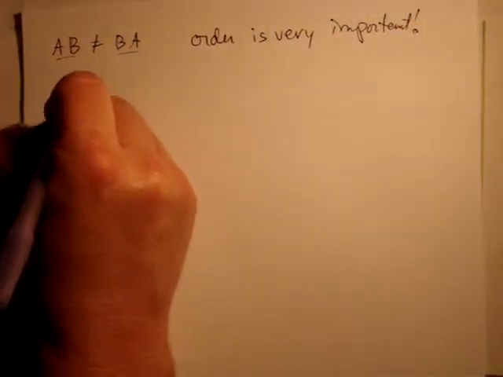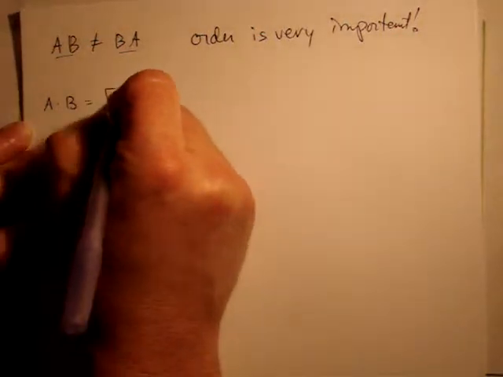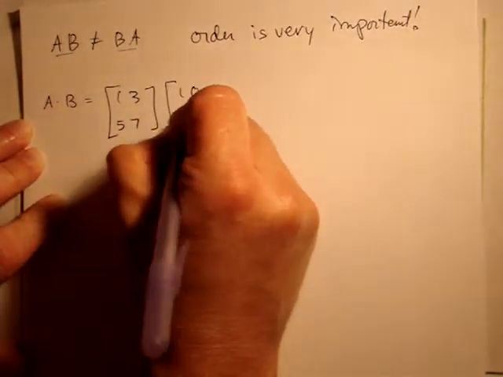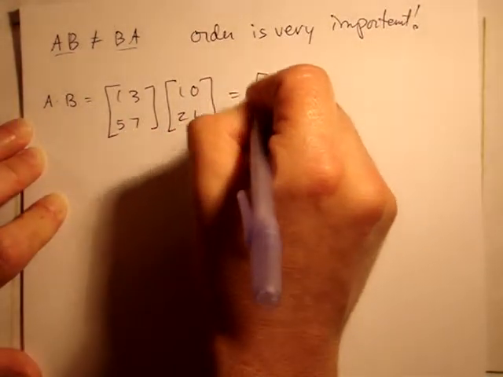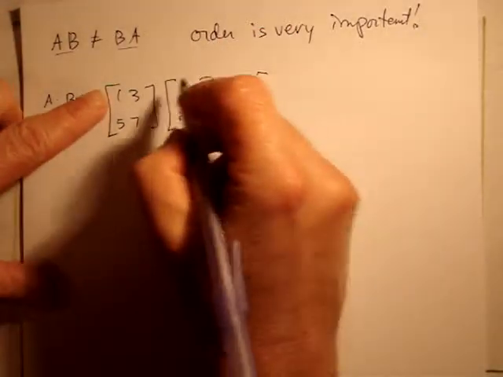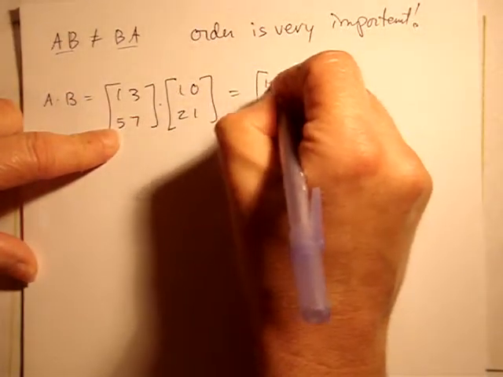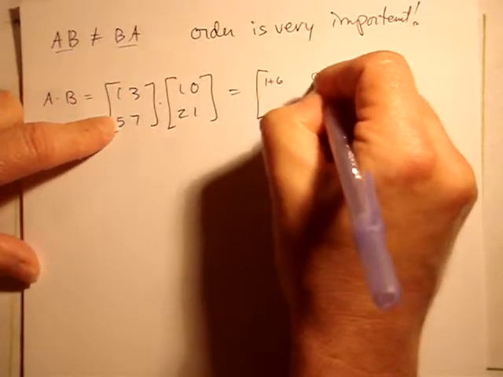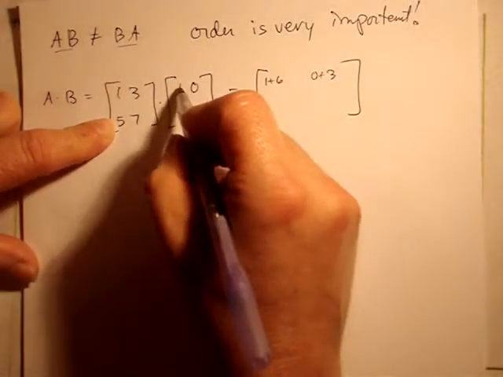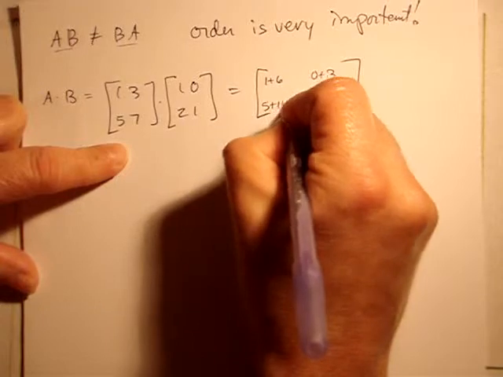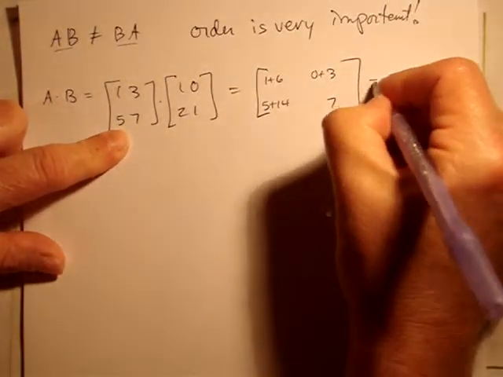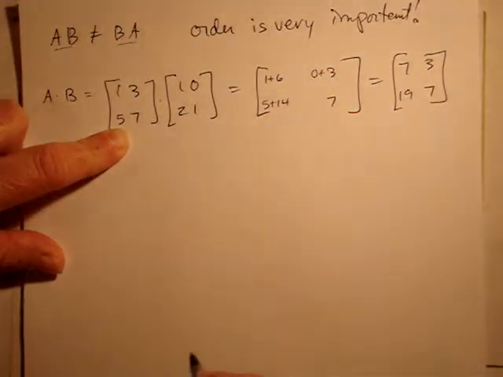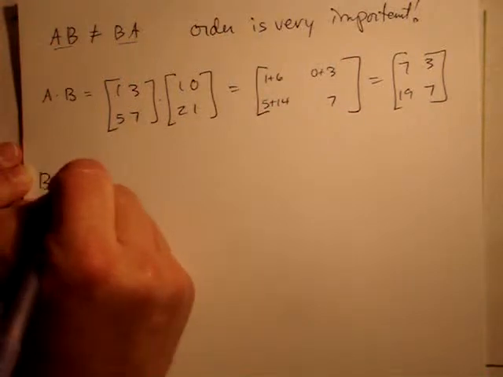Okay, so let's just do a quick little example. Let's say A times B. Let's say A is 1, 3, 5, 7, something, and B is 0, 1, 2, 1. Multiply these out, what do we get? A times B, we get 1 times 1 plus 6, and then the second one we get 0 plus 3, and down below 5 plus 14, and then 0 plus 7. So our answer there is what? 7, 3, 19, 7.